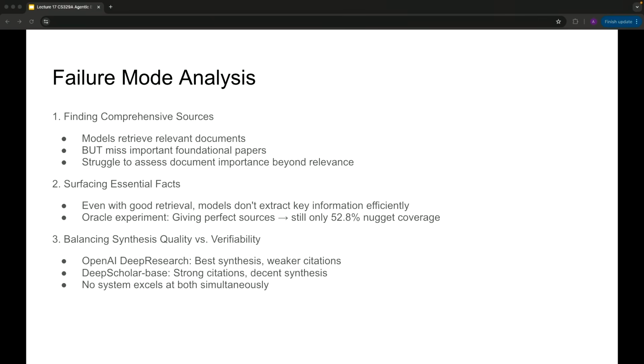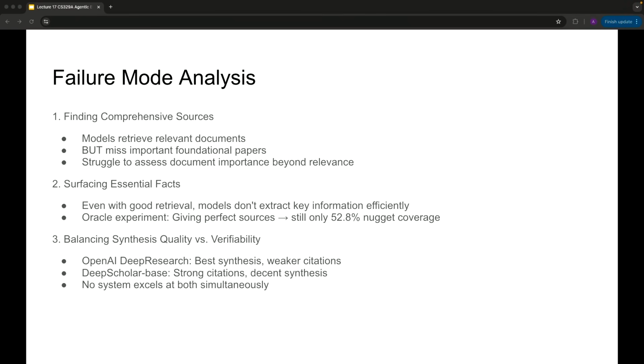Now, if you look at the failure modes, and that's where a lot of the learnings lie, typically the failure modes come from not finding comprehensive sources. So even when they do find relevant documents, they're not always finding the foundational paper. So this is where, if you are an expert in the area, you know from experience that there are all these foundational papers because you build that context and bookmark all the important papers.